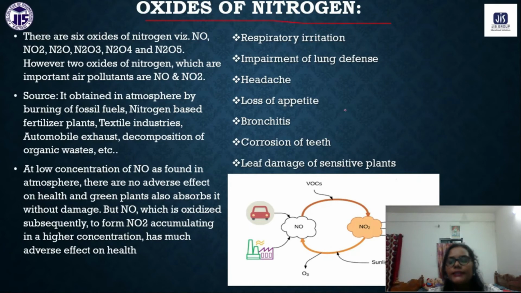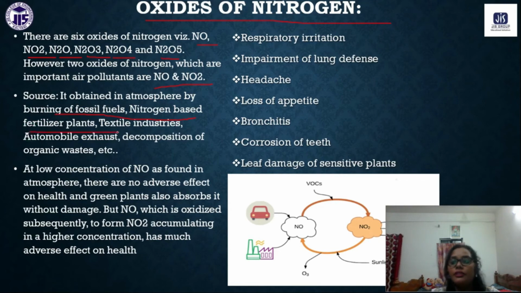Next is oxides of nitrogen. We all know that there are several types of oxides that we have, like nitrogen dioxide, nitrous oxide, nitrogen trioxide, dinitrogen pentoxide, nitric oxide. Among these, nitric oxide and nitrogen dioxide are the most harmful ones. Okay, what is the source? Again, the source is burning of fossil fuel.